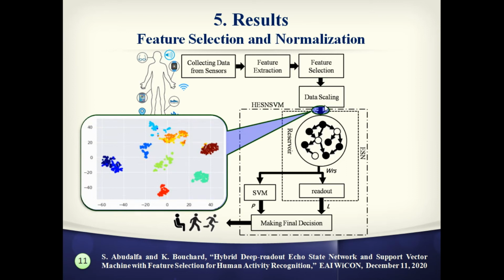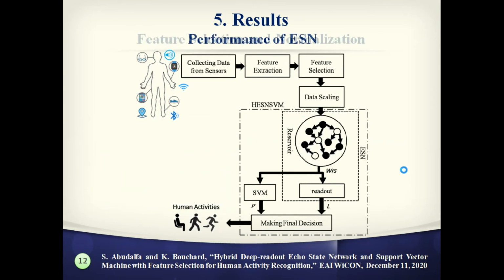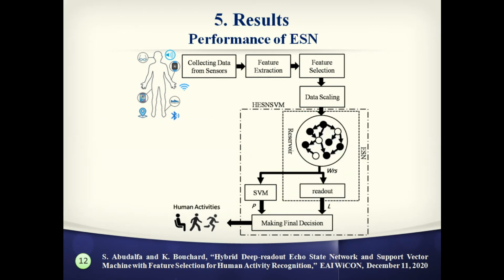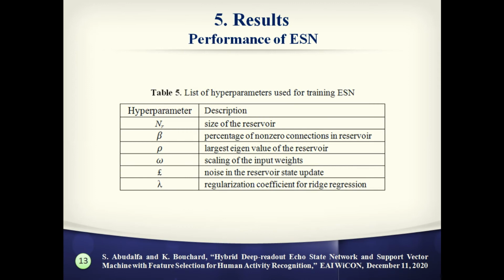Also, applying data scaling will improve the performance through normalizing attribute values. We also evaluated performance of ESN since it is a main component in our presented solution. This table shows a list of hyperparameters used for training the ESN model.